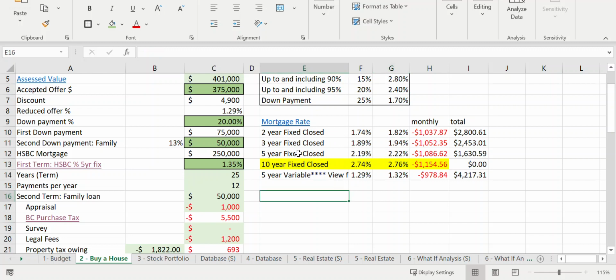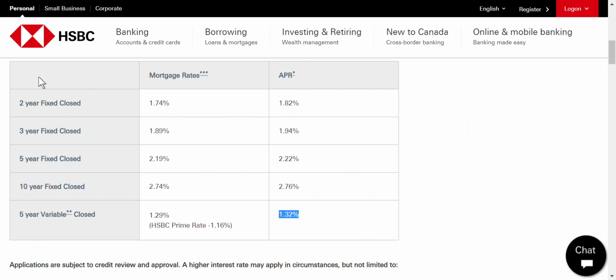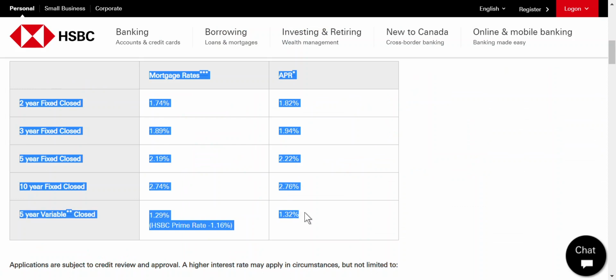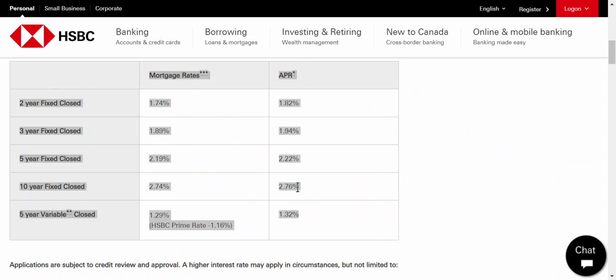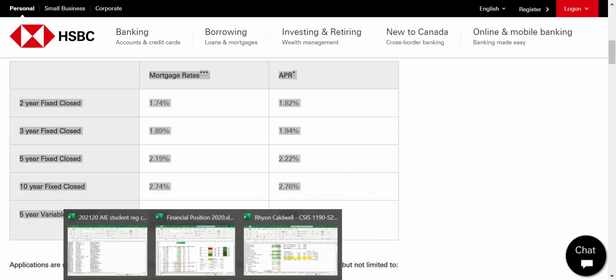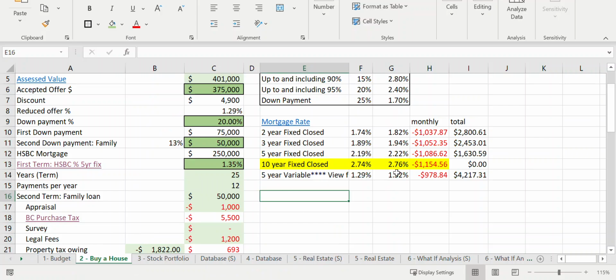So all I've done here is I've gone into my mortgage. So I've opened up the mortgage here. I just selected all this. I copied it, and I simply just pasted it back into here. All right, so that gave me these rates here. Now, from there, I want to be able to use these.